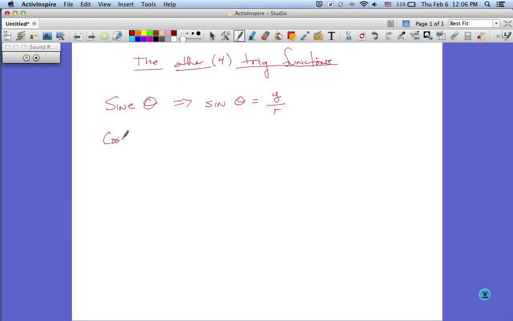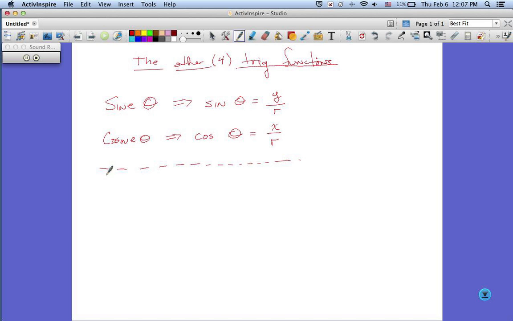And similarly, cosine, the cosine of an angle, is your x coordinate over your radius. Again in the unit circle, that becomes just the x coordinate.